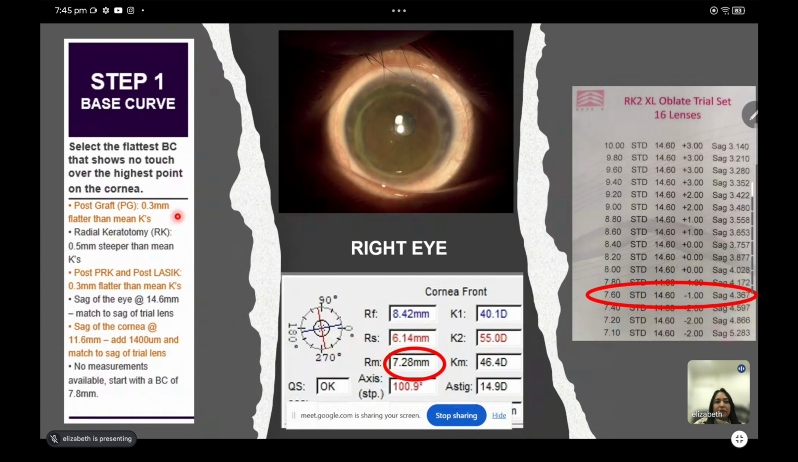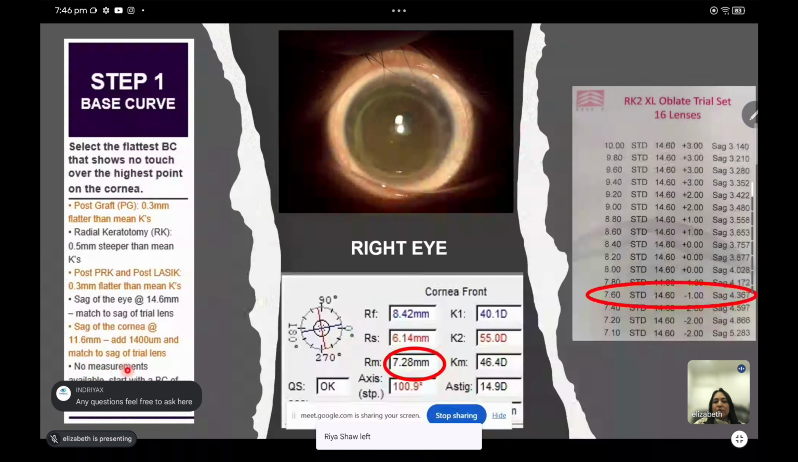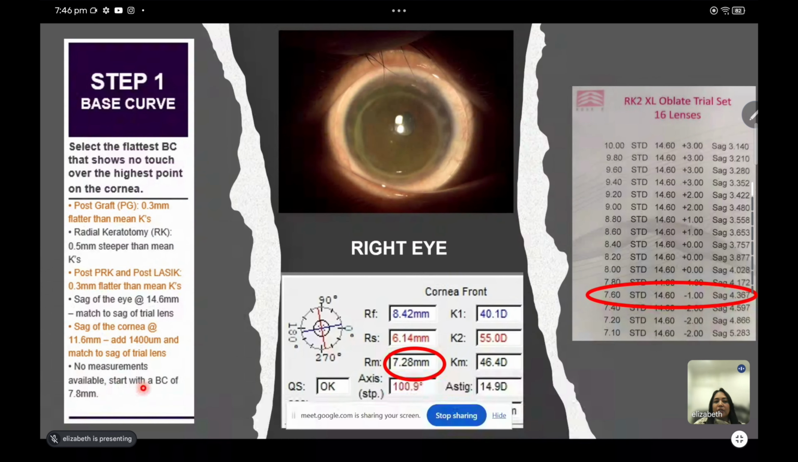So with their fitting rules, if you've got a post-graft patient, they would say go 0.3 millimeters flatter than the mean K, and then it gives you steps for different types of things that you're working with. So if it's radial keratometry, there's another rule. If it's post-LASIK, then it's another rule, and so forth. And then it says, if you have no measurements to start off with at all, then you can start with a base curve of 7.8 and you can work from there. So basically you put the lens on the eye and from there you will decide whether or not you need to get more sag or less sag.